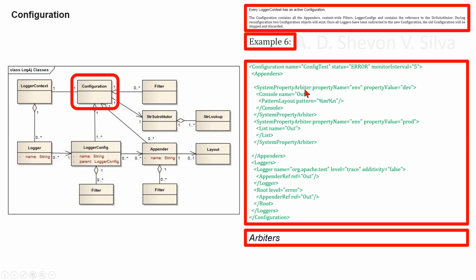This example shows two arbiters configured that will include either a Console appender or a List appender, depending on whether the value of the environment system property is dev or prod.